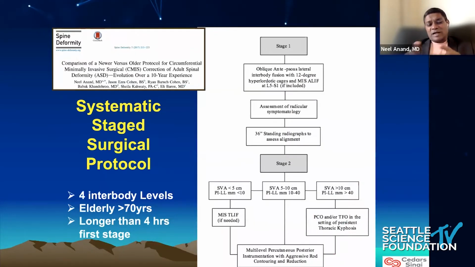The crux, the other thing I wanted to get out, is that I don't stage everybody. It's 4 or more interbody levels, elderly patients greater than 70 or pretty comorbid, or if the first stage for any reason takes longer than 4 hours. And we'll talk about the advantage of staging. So 2 and 3 and simple levels, I'm not staging. I want to get that out because there's some confusion that we're staging everybody. No. The first stage is all the laterals, all done in a single position. We get them up, walking, moving, get standing x-rays. And the second stage would be the percutaneous reduction and translation. We'll talk about that. There's a whole method to that.